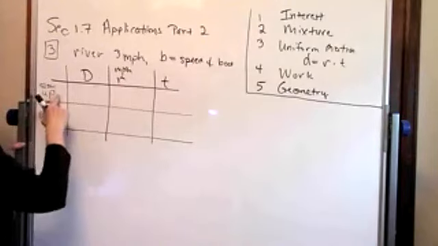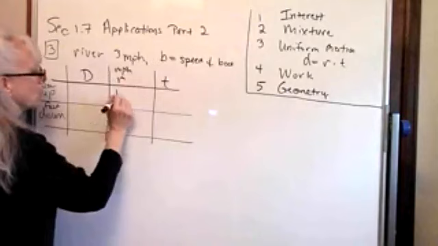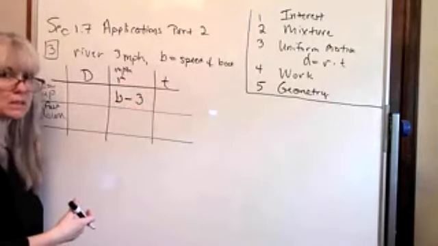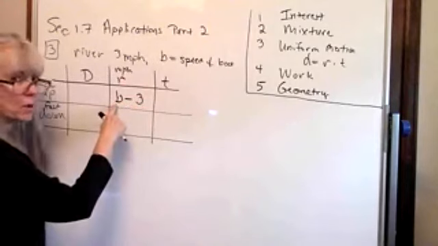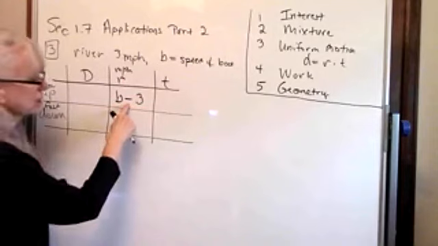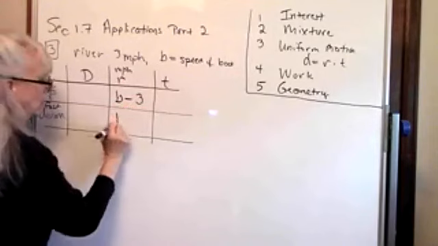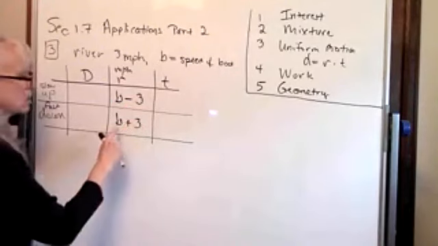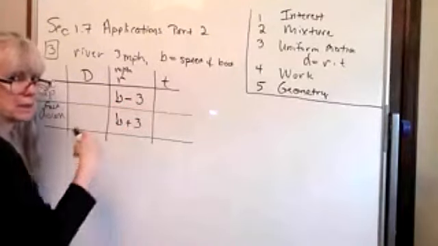So if I'm going slow, I have the speed of my boat and I'm going to take away the speed of the current because it's fighting against me and slowing me down. So however fast my boat is going, I'm going to go 3 miles an hour slower than that because I'm going against the current. When I'm going downstream, it's the speed of the boat plus the speed of the current. It's the boat plus the current that is speeding me up.